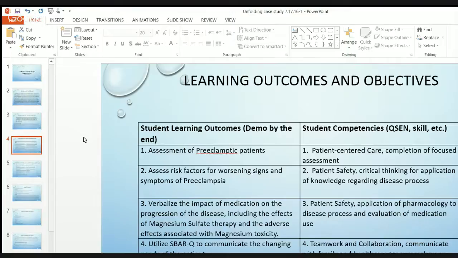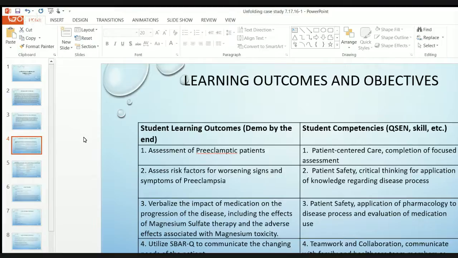They should also be able to utilize the SBAR-Q, or situation, background, assessment, recommendations and questions, to communicate the changing needs of the patient. That's going to be primarily used with communication to the primary physician, but a lot of times it can also be used nurse to nurse in communicating what's going on with the patient. With our competencies, we're looking at patient-centered care, completion of focused assessment.